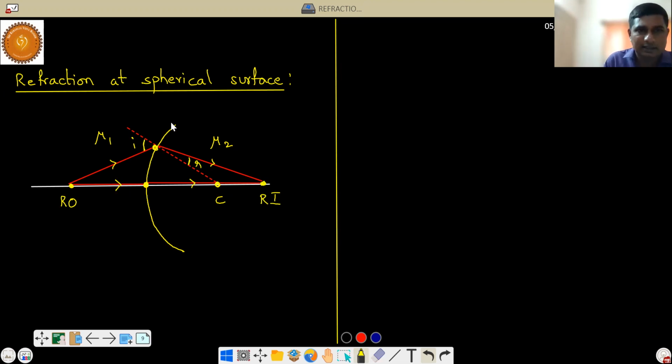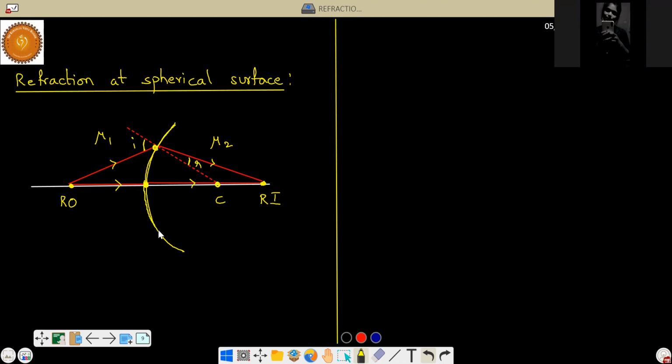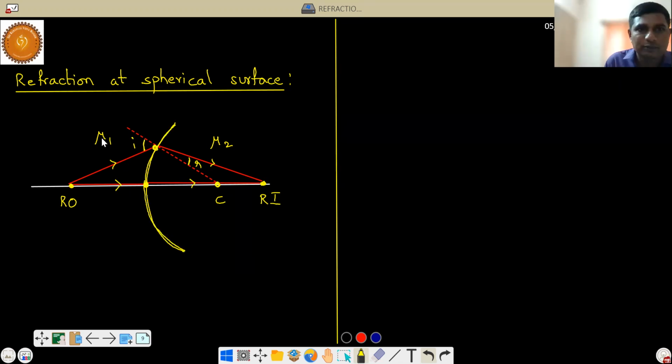Just remember that right now, what I'm teaching you is how refraction happens at a spherical surface. This is a spherical surface which is separating two different media, mu1 and mu2. Suppose the object is in medium 1. From the object, incident rays will fall on the surface, get refracted, and meet at this point. This is called the image point, which is present in the other medium, mu2.